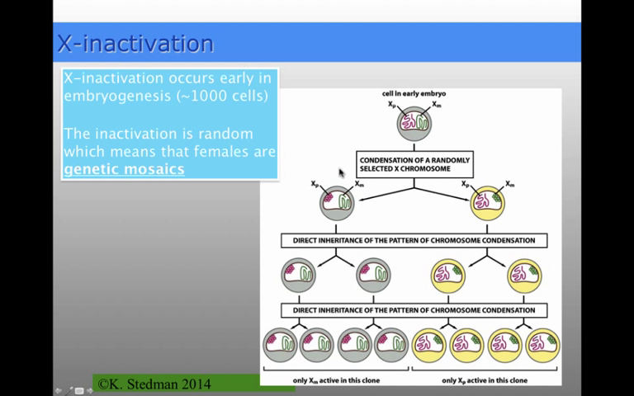But after about 1,000 cells, so you can do the back of the envelope math, figure out how many cell divisions that is, then you have condensation of one of the two X chromosomes that this female's inherited. It could either be the parental chromosome or the maternal X chromosome. Once this happens, however, this is epigenetically inherited.